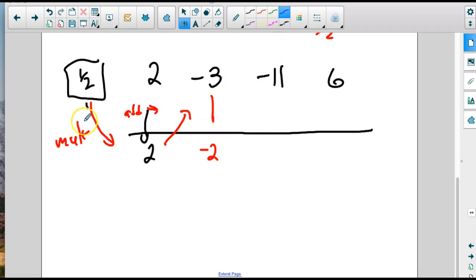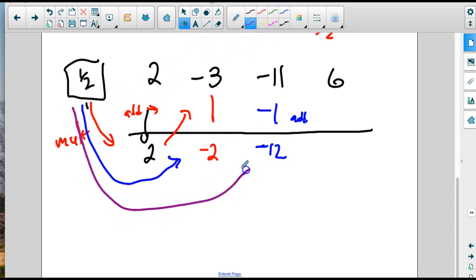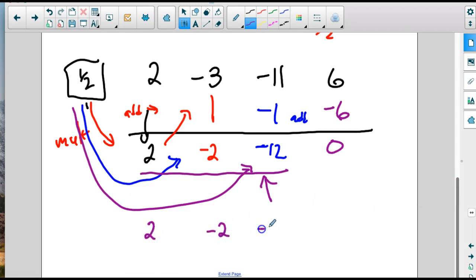Okay, go to the next color. Multiply again. It's going to be negative 1. Add. We get negative 12. And then we multiply again, different color. Multiply again. We get negative 6. So we get 0 here. So that's good. So our coefficients of our solutions are 2, negative 2, and negative 12.